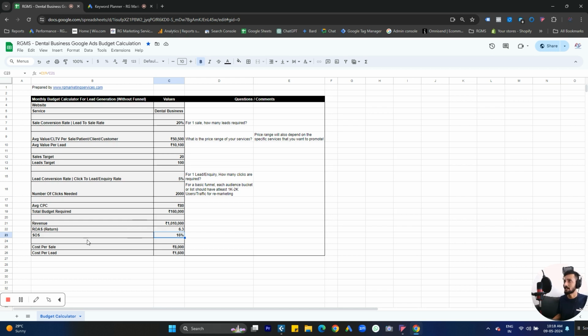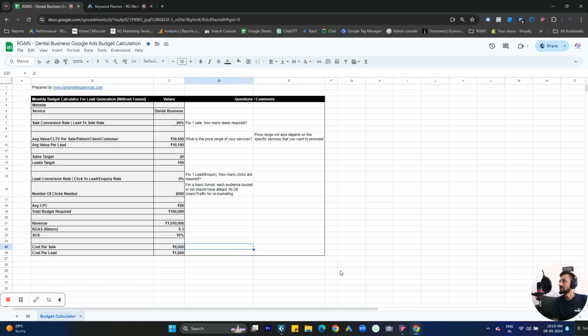And again, we have cost per sale. So we have calculated our actual cost per sale and our cost per lead. Our cost per sale comes down to 8,000 in this example, and cost per lead comes down to around 1,600 rupees. So this is a very practical example. If you want, I can share this sheet in the description, so you can download it, make a copy of it, and calculate your own budgets.